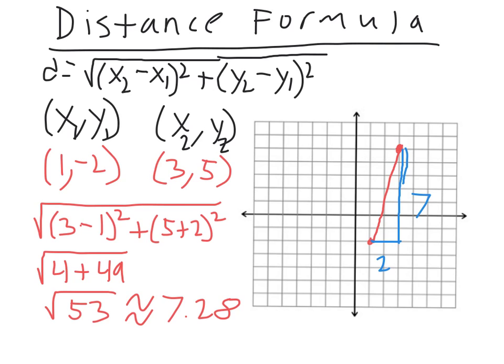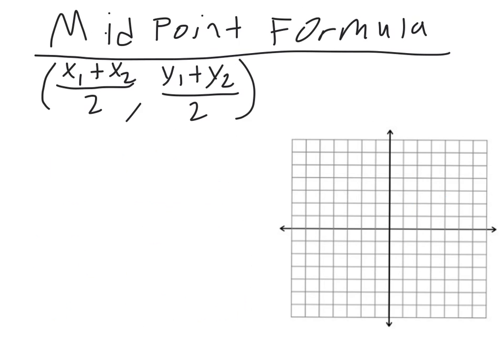Most of the numbers you'll get from this are not nice numbers. They'll be decimals that go on forever. They're irrational numbers, but occasionally you will have perfect squares that come out evenly. Alright, so that's the distance formula. Now let's move on to the midpoint formula.